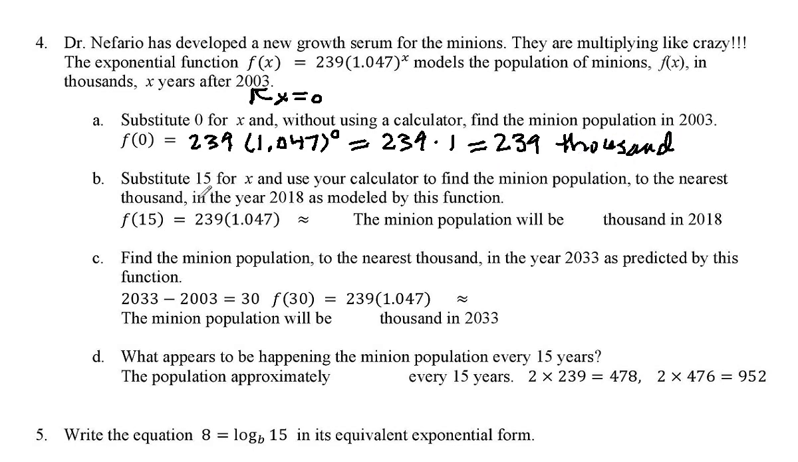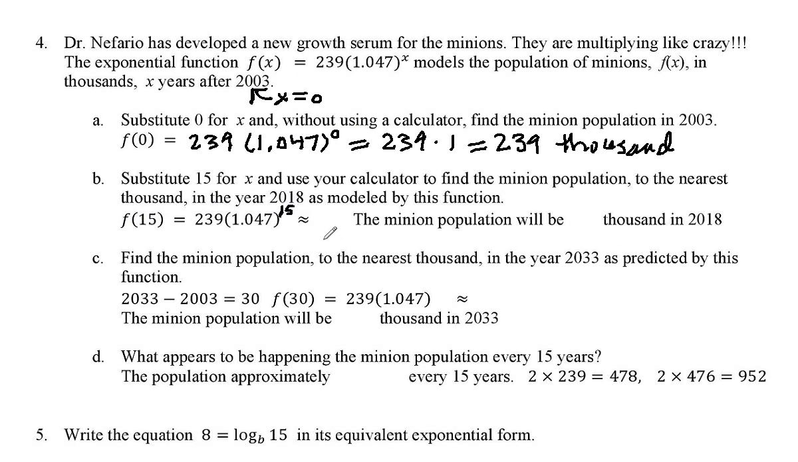So part B, we're going to grow some more with the growth theorem. So part B, substitute 15 for x, and that's going to find our minion population. We'll do it to the nearest 1,000 in the year 2018. So that's 15 years after 2003. So that's going to be f plug in 15. So this 0 is going to change to a 15. So now it's 239 times 1.047 to the 15 power.